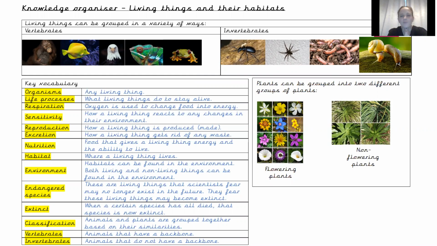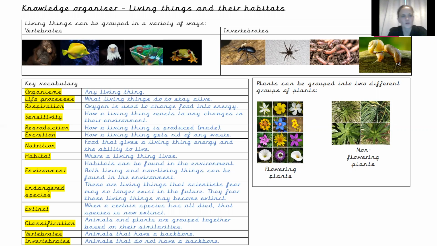So key vocabulary. I'm going to say my turn, your turn, and then we will read through the definitions. Organisms, life processes, respiration, sensitivity, reproduction, excretion, nutrition, habitat, environment, endangered species, extinct, classification, vertebrates, and invertebrates.